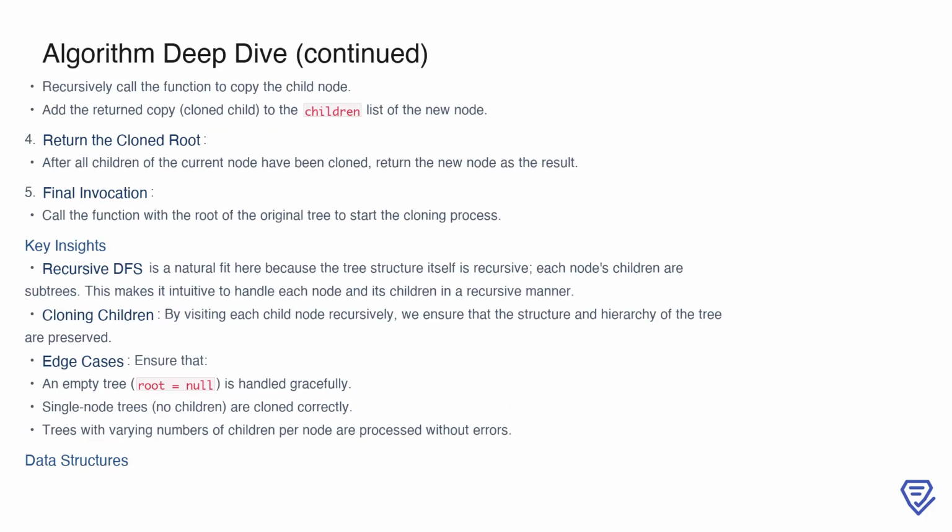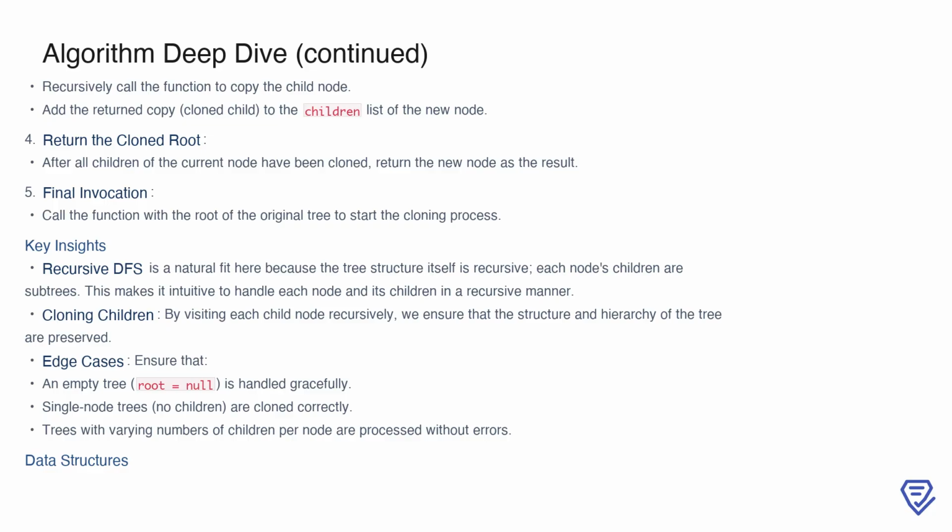After creating a copy of the current root node, we handle its children. For each child in the original node's children list, we recursively call the clone function. This ensures that each subtree is independently cloned, preserving the hierarchy of the original tree. The returned clones of these child nodes are then added to the children list of the new node we're building. Once all the children of the current node are processed, we return the new node. To initiate the cloning process, we call this function with the root node of the original tree.